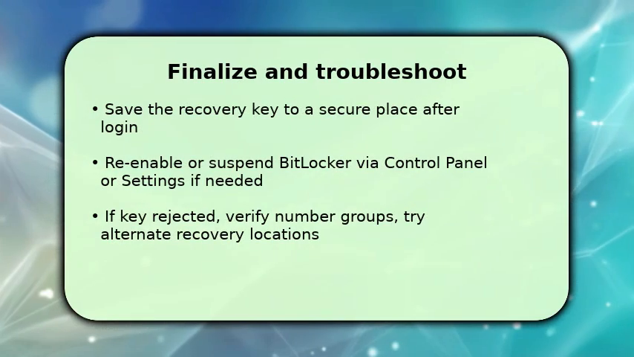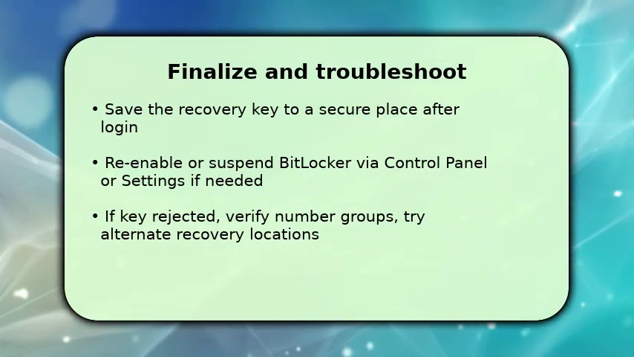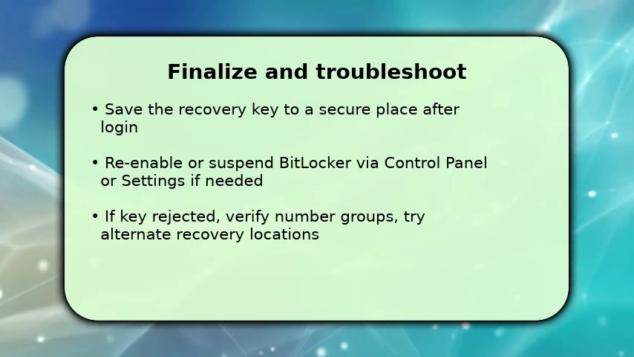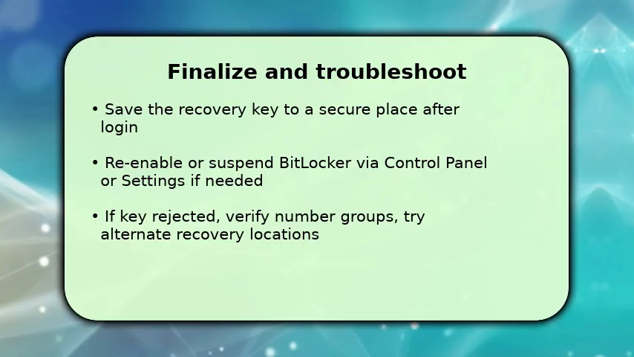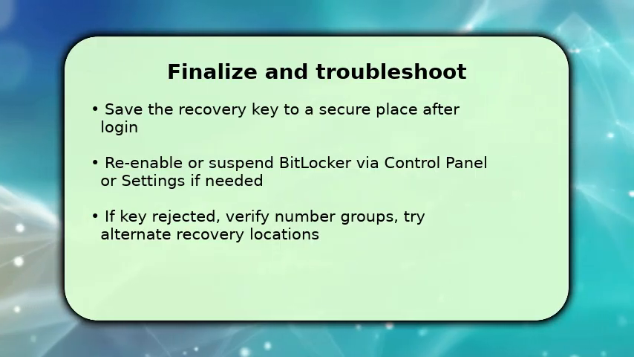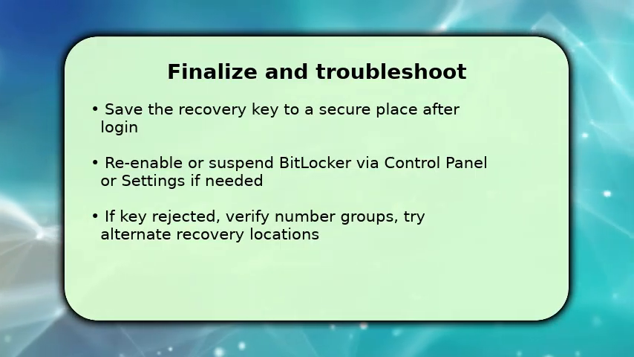After you boot back into Windows, save the recovery key to multiple secure locations: Microsoft account, a USB, and a printed copy. Then open BitLocker settings to re-enable, suspend, or back up the key to your account so you avoid repeating this.